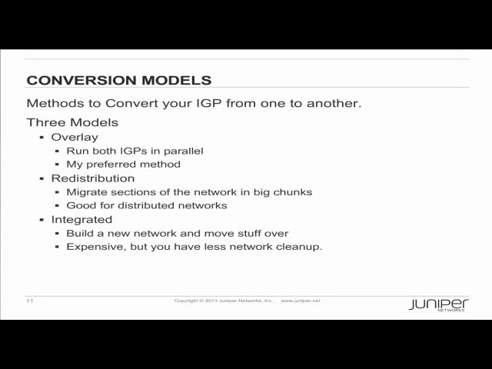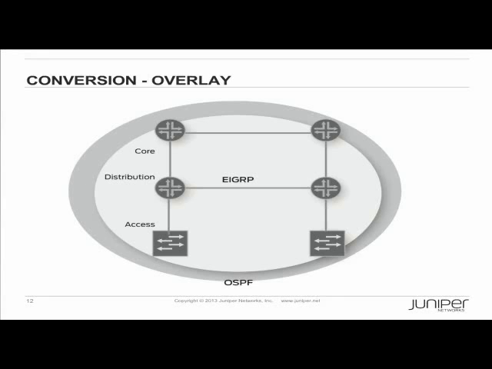So what you end up doing is finding a natural redistribution point, and you can migrate your network in a large chunk. So if I have a specific area, a natural conglomeration of routers in a particular area, I can migrate those and then come back and do the rest of the network at some other time. And then the last model we'll discuss is the integrated model, which essentially is I'll build a new network, and as I cut pieces of the network over, I'll convert them at that time.